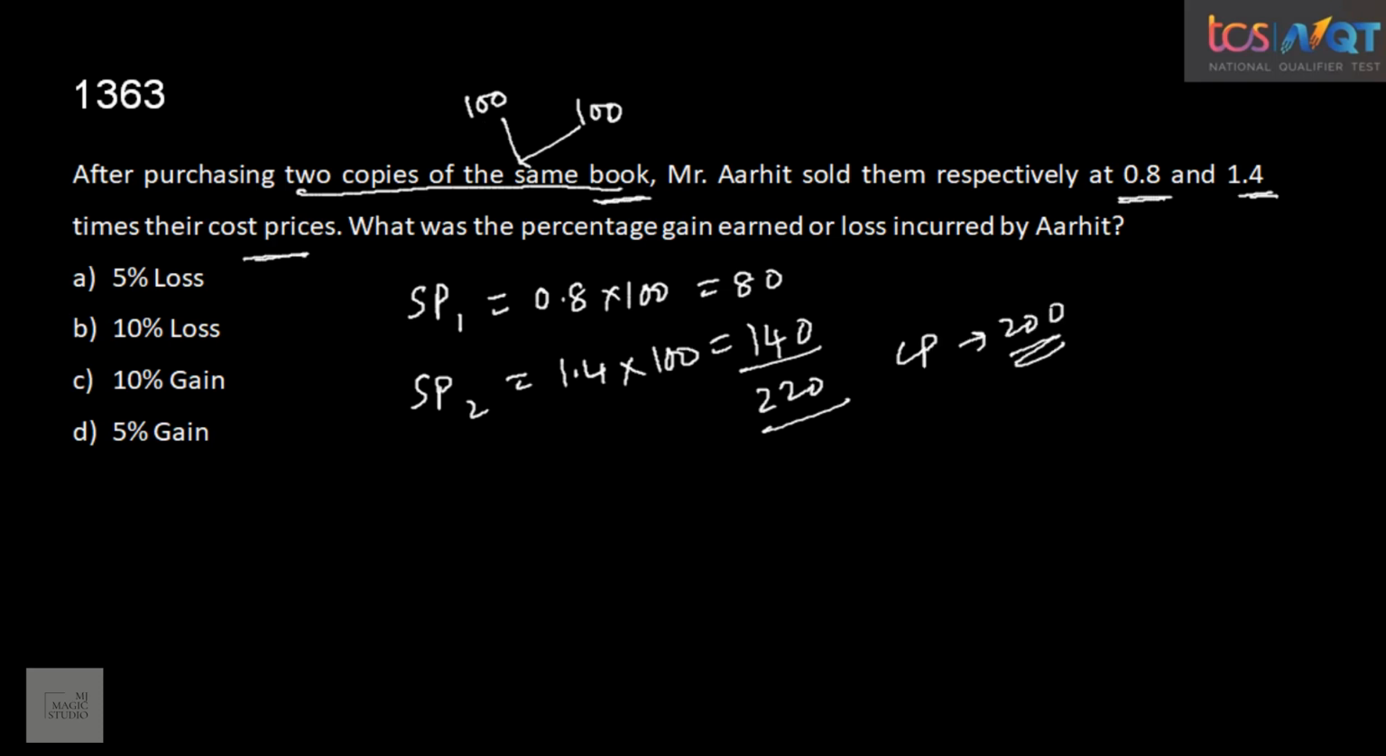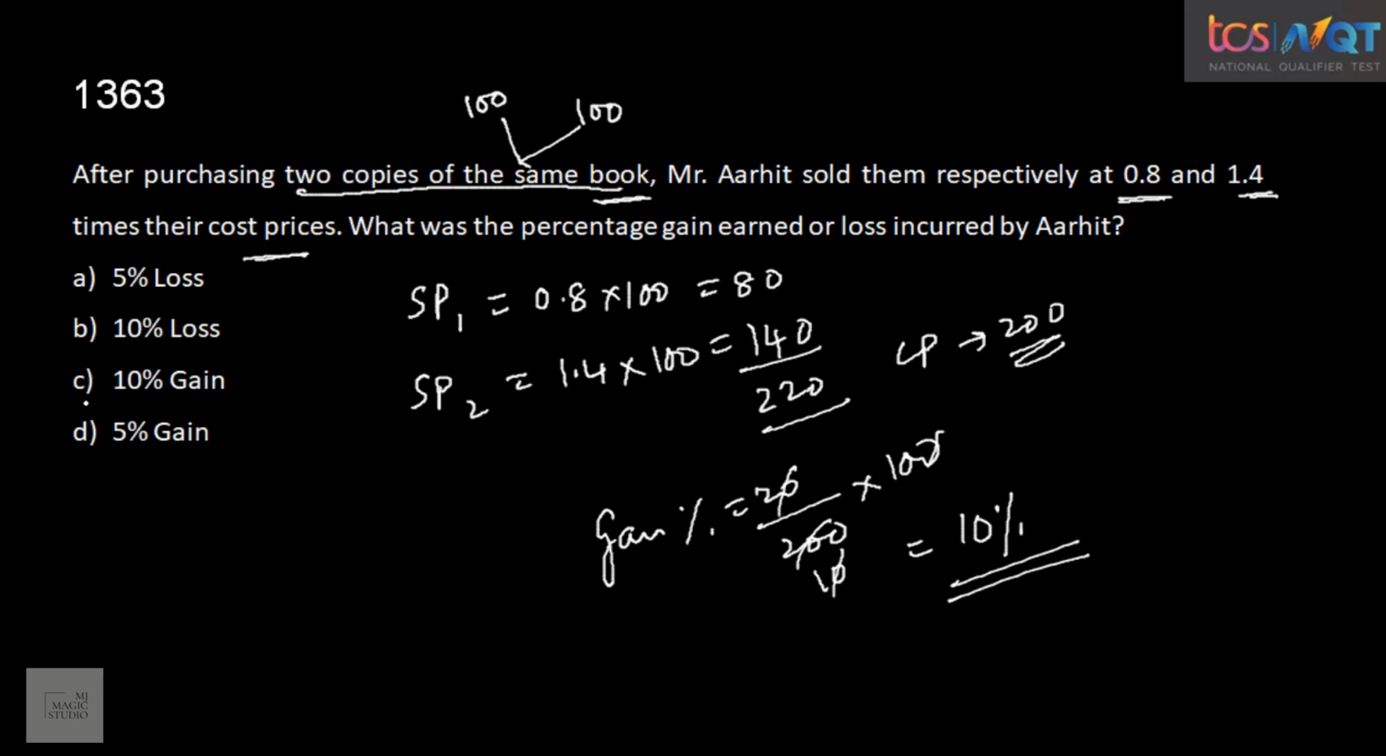You have two copies, CP is 200. What was the percentage gain or loss incurred by RH? As you can see, there is a gain. So the gain percentage is 20 rupees gain, always divided by CP. Gain percentage is always calculated with the help of CP as denominator, CP as reference. So this is 10% gain, which is in option C.